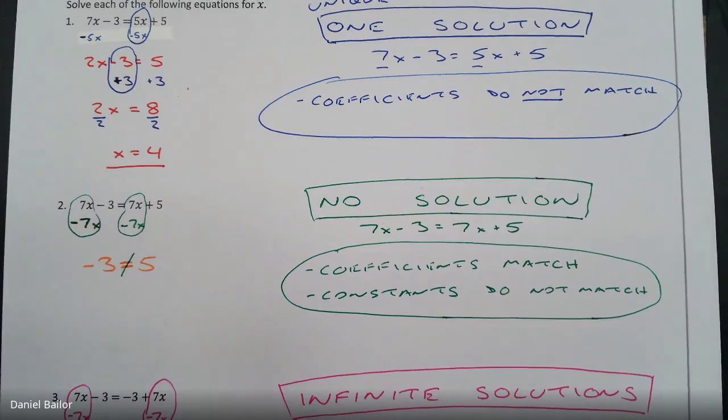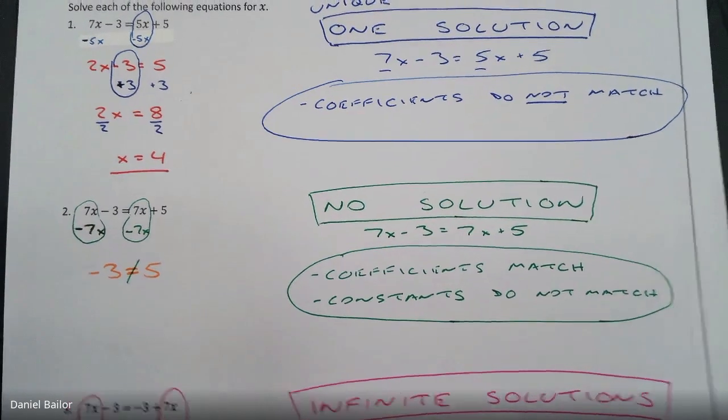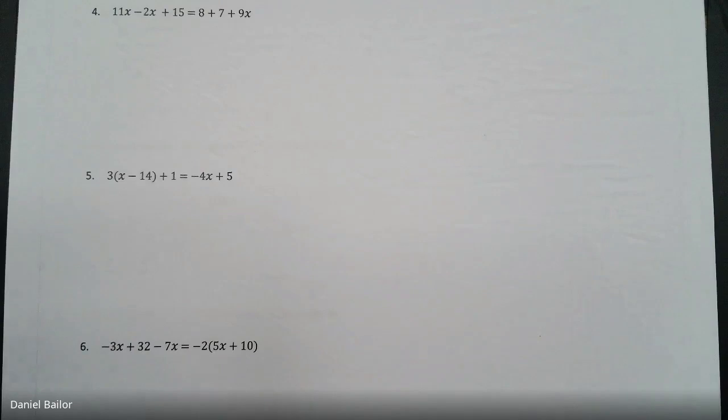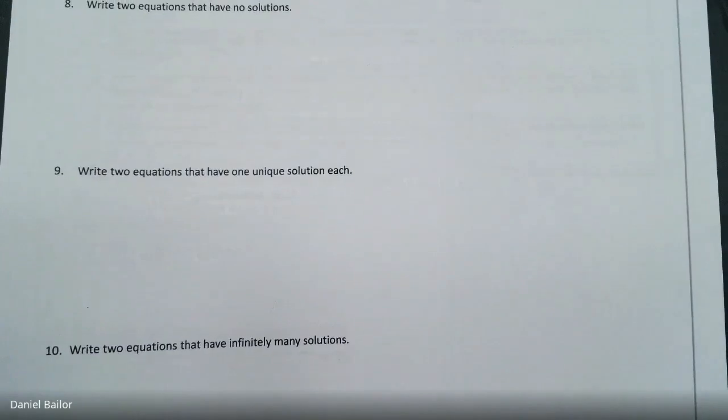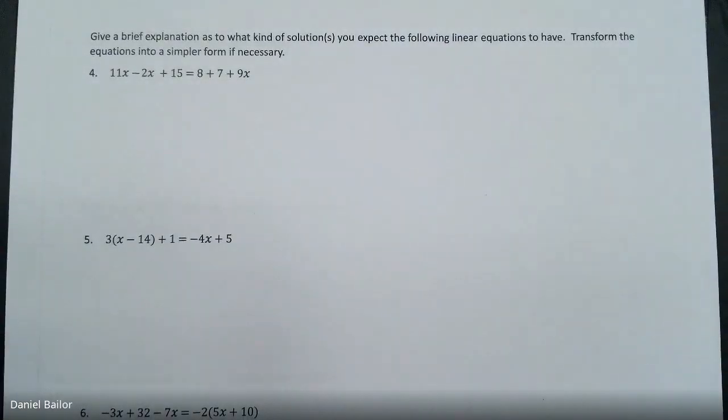Speaking of today's work, let's go get on with some more exercises to do some work together. So you have a little bit of practice with this. Go to page 62. Looking at exercise 4, 5, 6, 7, and 8, 9, 10 on page 63. So we're going to do 7 exercises together as some practice. So the instructions say, give a brief explanation as to what kind of solution you expect the following linear equations to have. Transform the equations into simpler form if necessary.